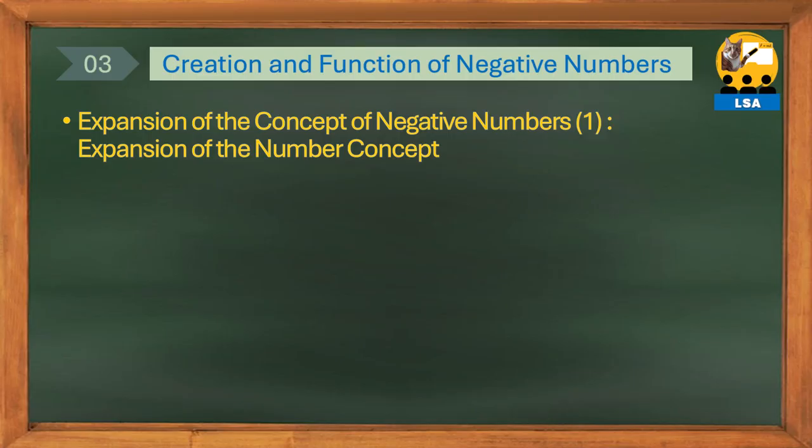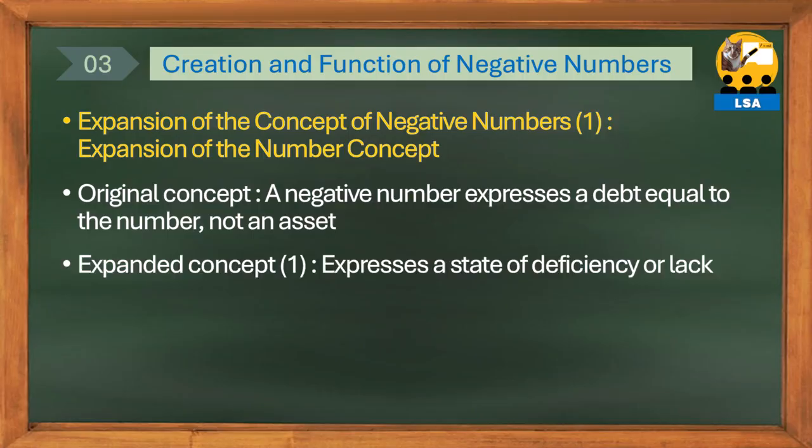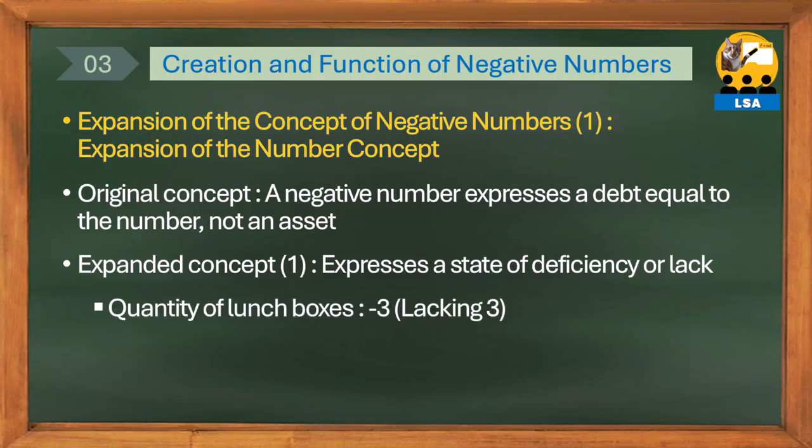According to the concept used when making negative numbers, a negative number has the function of expressing a debt equal to that number, not an asset. The concept of debt is expanded to express a state of deficiency or lack. When distributing lunch boxes to students, if there is a shortage of 3, the deficient state is expressed with the number -3.